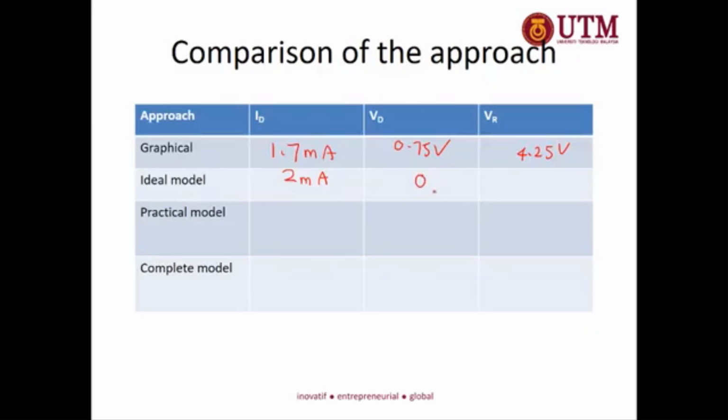For the ideal model, the current is 2 milliampere. The VD is 0 volt because there is no voltage drop, since it's a short circuit. And VR is 5 volt. The practical model is 1.72 milliampere, 0.7 volt, and 4.3 volt. And the complete model is 1.71 milliampere, 0.72 volt, and 4.275 volt.